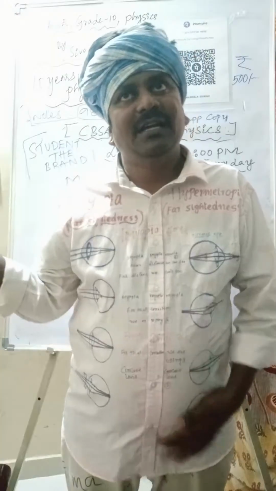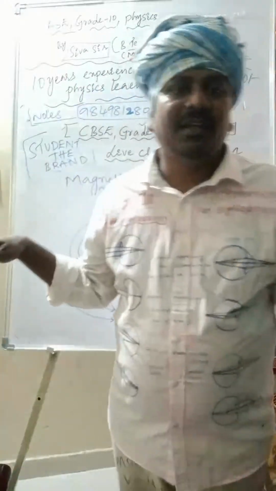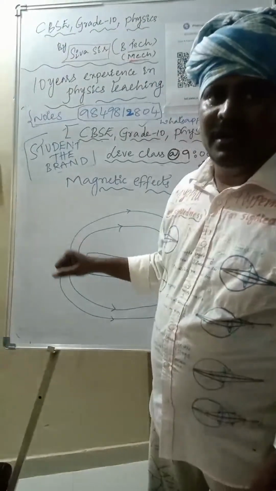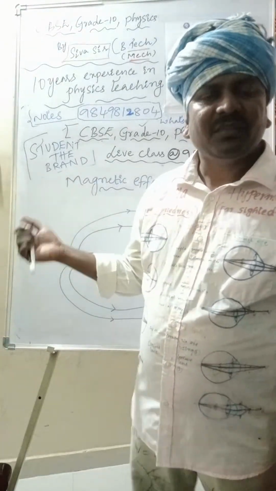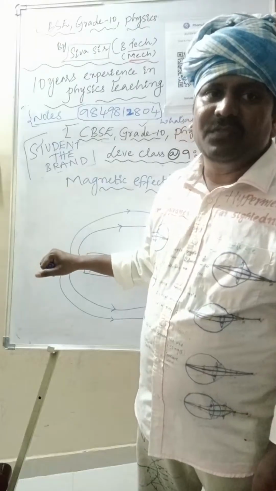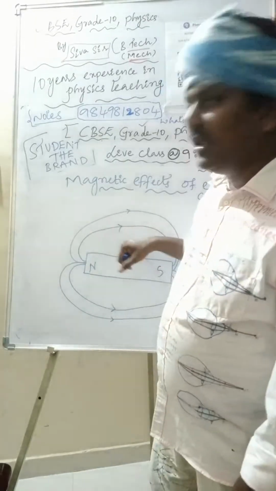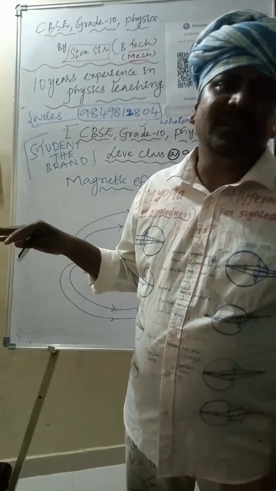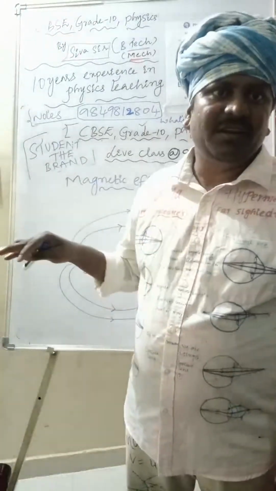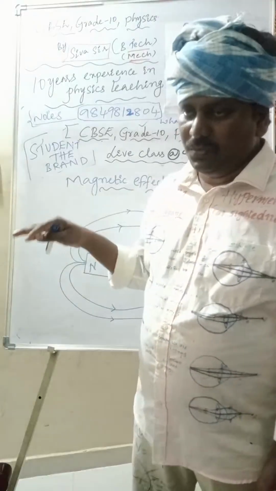Okay, so here I am considering a magnet. Around the magnet, a magnetic field will be there. The magnetic field lines start from the North Pole and reach the South Pole. Magnetic field lines never intersect. So these are closed loops.